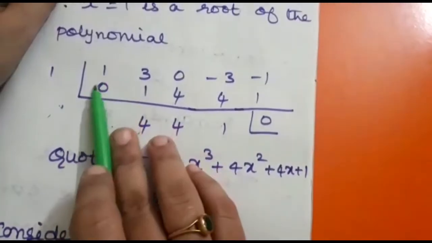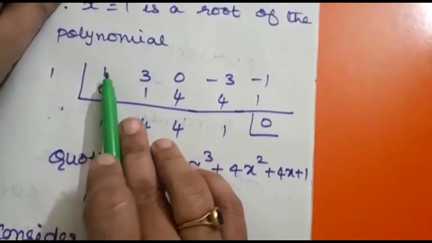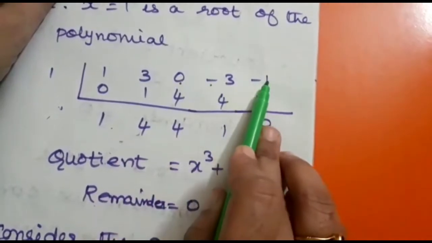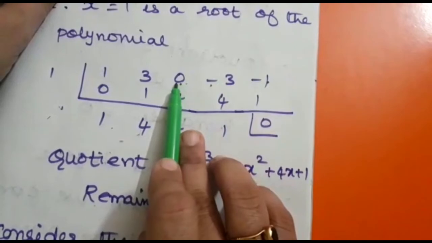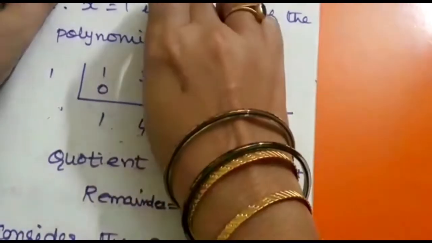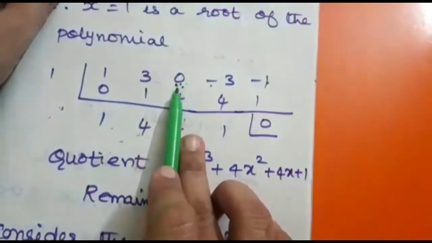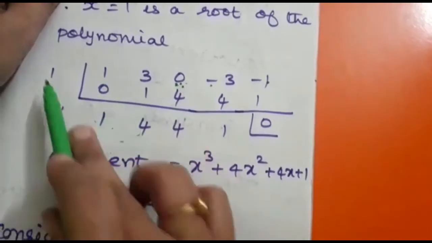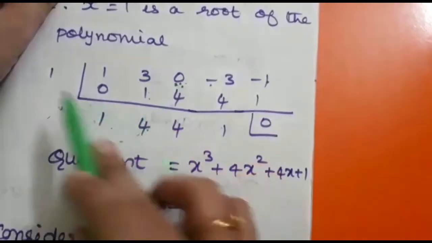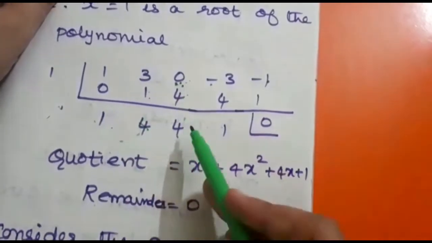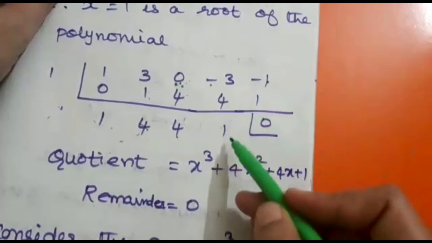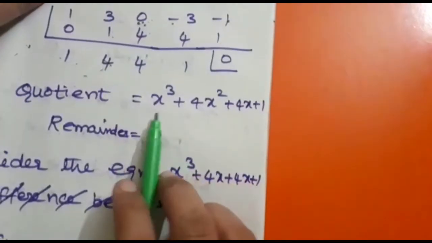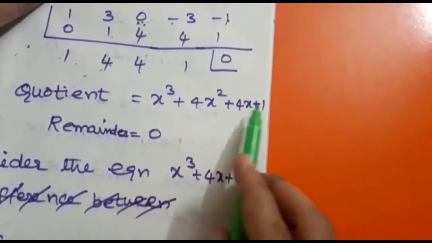So all the coefficients I am writing: 1, 3, 0, minus 3, minus 1. Why am I writing 0 here? Since I don't have an x square coefficient, instead of that I am writing 0. So 0, 1, 1 into 1 is 1, 3 plus 1 is 4, 4 into 1 is 4, again 4, 4 into 1 is 4, here 4, 1, 0. The quotient is x cube plus 4x square plus 4x plus 1.